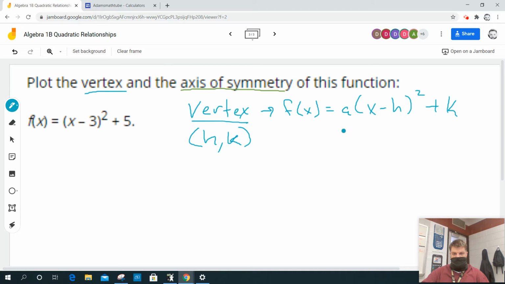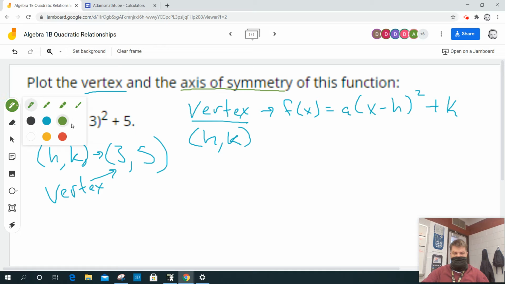In other words, my vertex in this particular case, h comma k, and remember this is the opposite. So this is like minus positive 3, right? So this is positive 3 comma positive 5. So my vertex is going to occur at 3 comma 5.